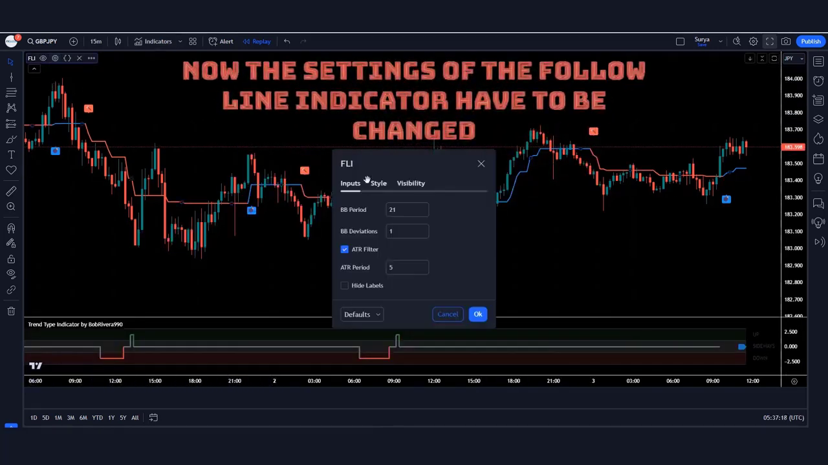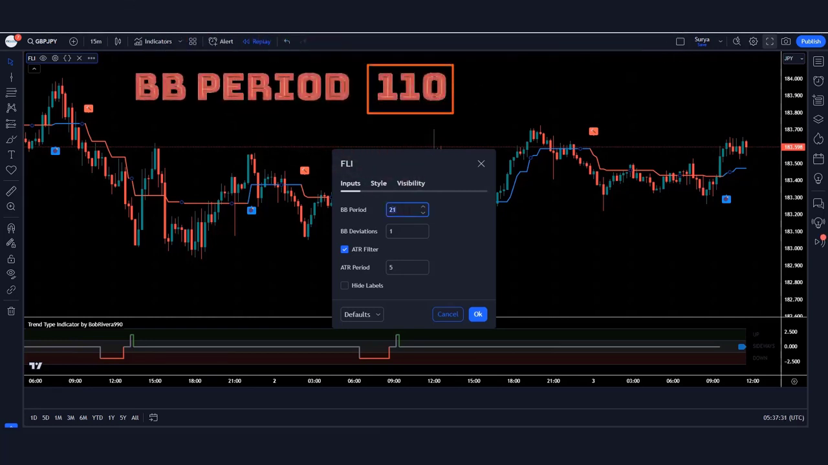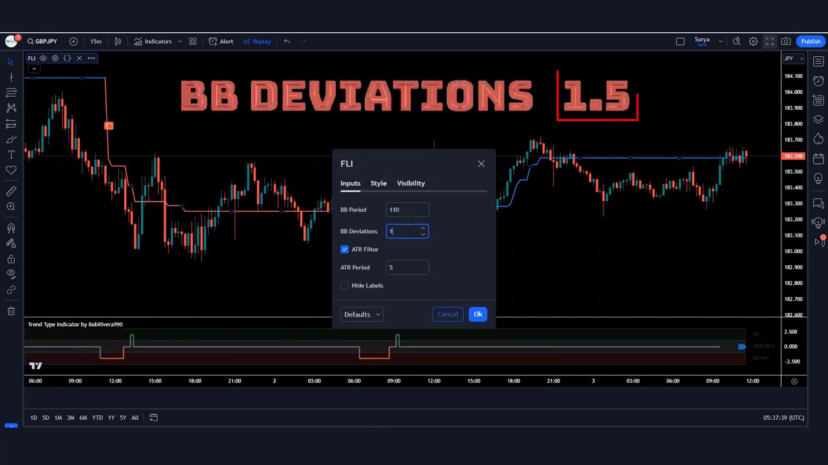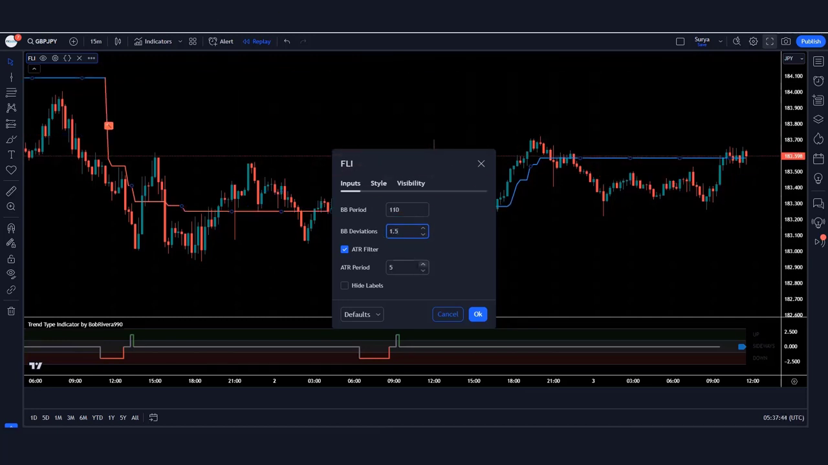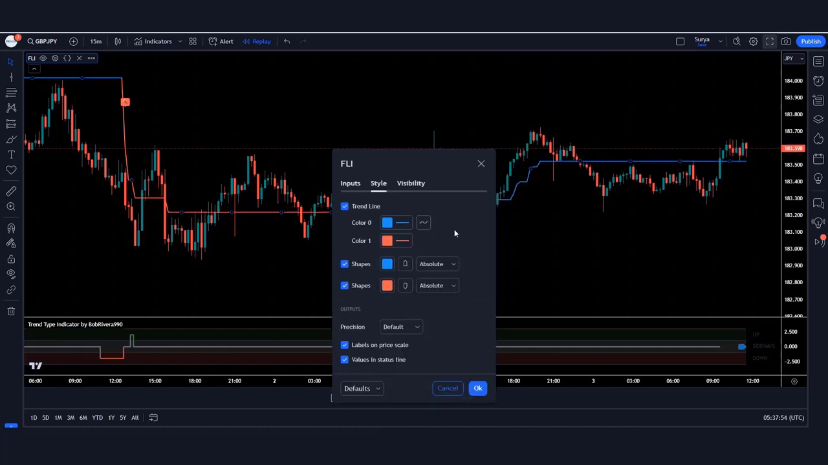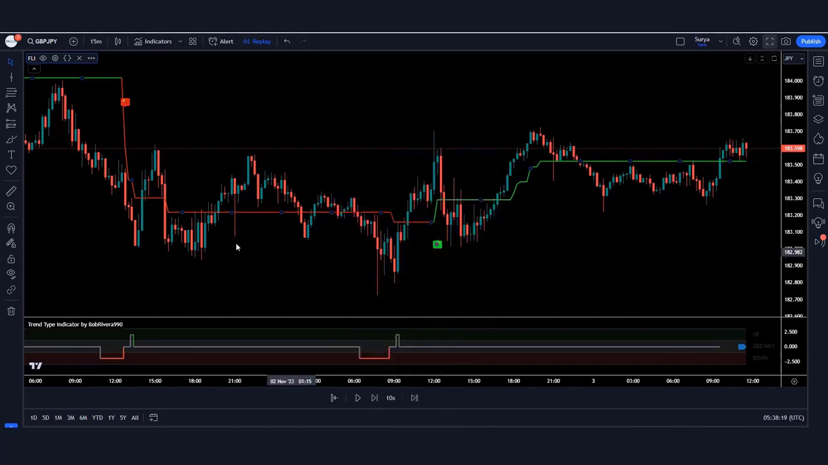Now the settings of the follow line indicator have to be changed. BB period has to be changed to 110 instead of 21. BB deviations have to be 1.5 instead of 1. And ATR period has to be changed to 100 instead of 5. Now click on Style. Here you can keep the color as per your wish. This setting has to be saved.